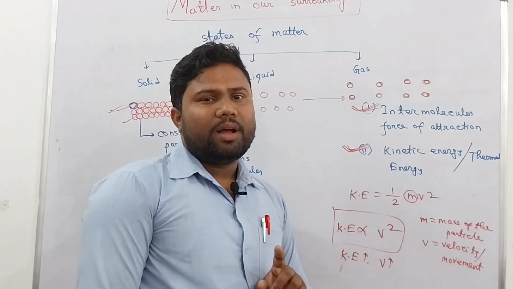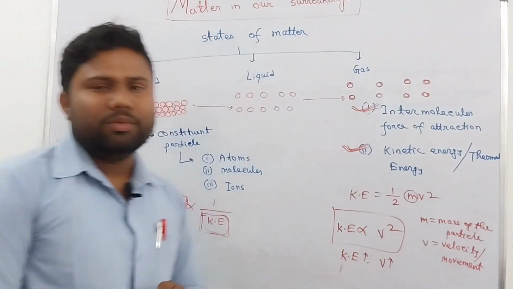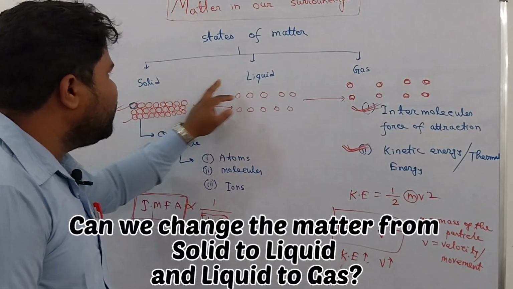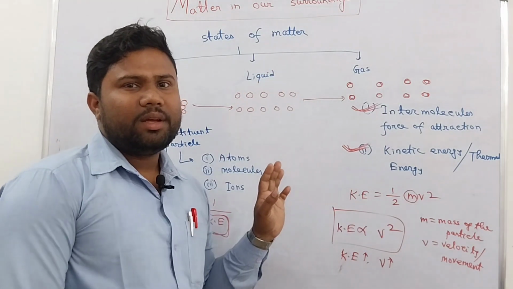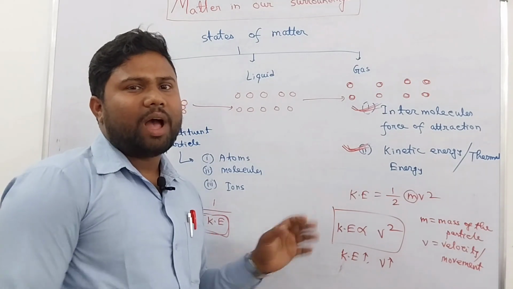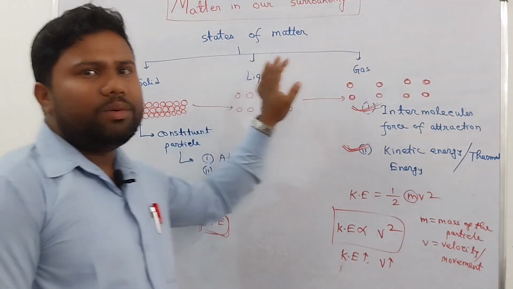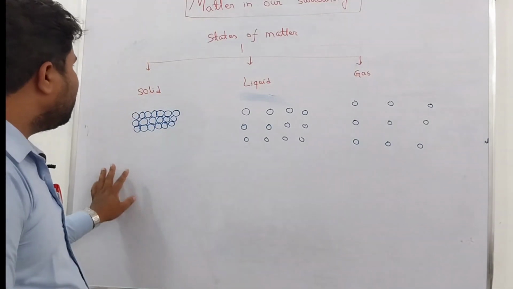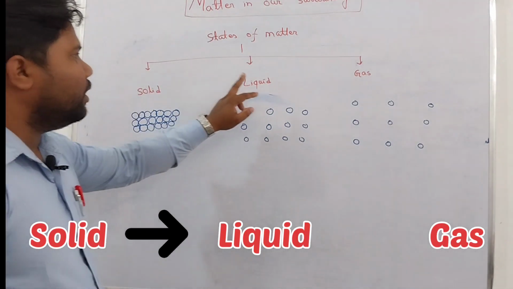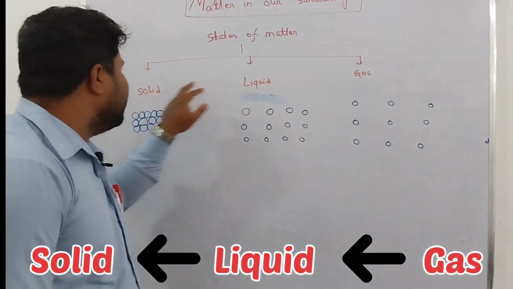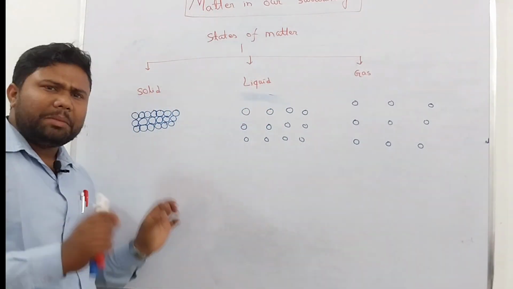But I would like to ask a question to you. Can we change the states of matter from solid to liquid or liquid to gas? Yes or no? Let's see. How can we change the states of matter from solid to liquid or liquid to gas? My topic is how to convert solid to liquid or liquid to gas, or from gas to liquid or liquid to solid. Just simple.